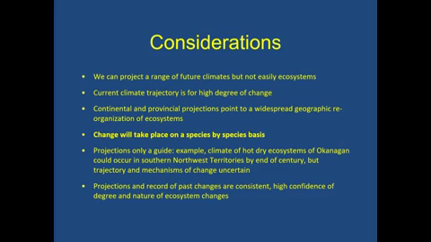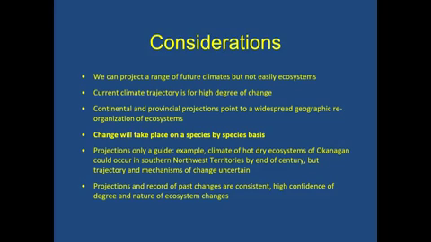The current climatic change trajectory is for a high degree or amount of change. We're not looking at some small gradual blip. We're looking at a major change. Recall I said that we haven't had carbon dioxide levels like this for 3 to 4 million years, since before the Ice Age. We're moving into a different world altogether. Continental and provincial projections point to a widespread geographic reorganization of ecosystems. In other words, it's going to be different.